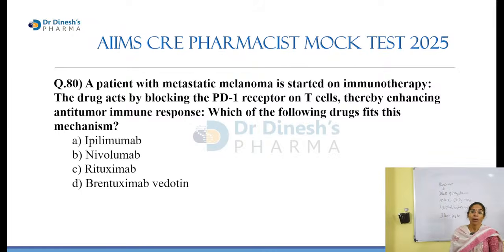A patient with metastatic melanoma is started on an immunotherapy. Soon after we see this question, most of us go down. Even I am not exclusive, right? This question is very descriptive. The patient with metastatic melanoma is started on immunotherapy.